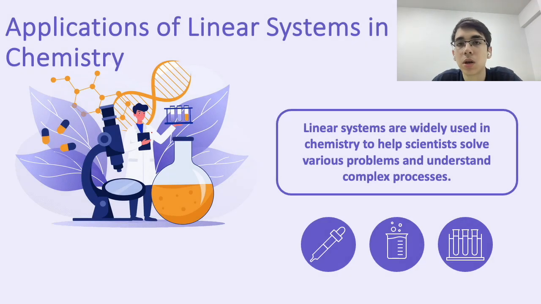Hello, my name is Namov Yunus and I'm going to tell about applications of linear systems in chemistry. Linear systems are widely used in chemistry to help scientists solve various problems and understand complex processes. From balancing equations to studying molecular behavior, these systems provide a practical way to analyze and predict chemical phenomena.